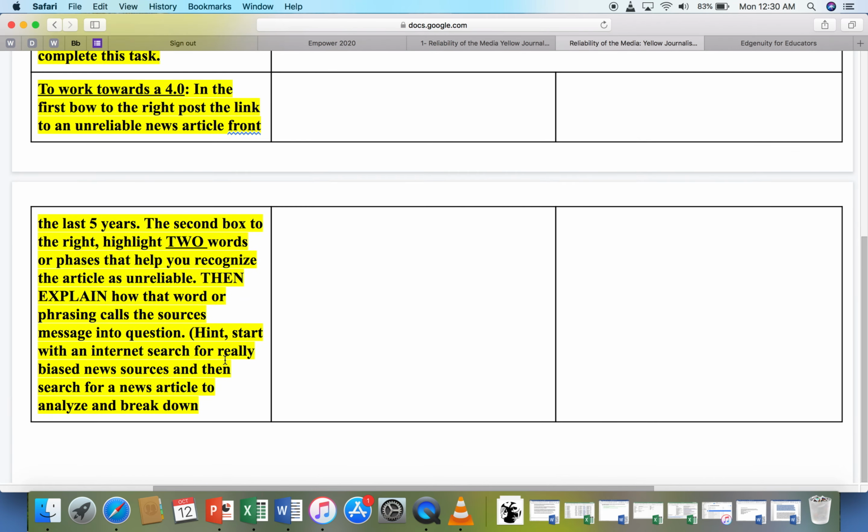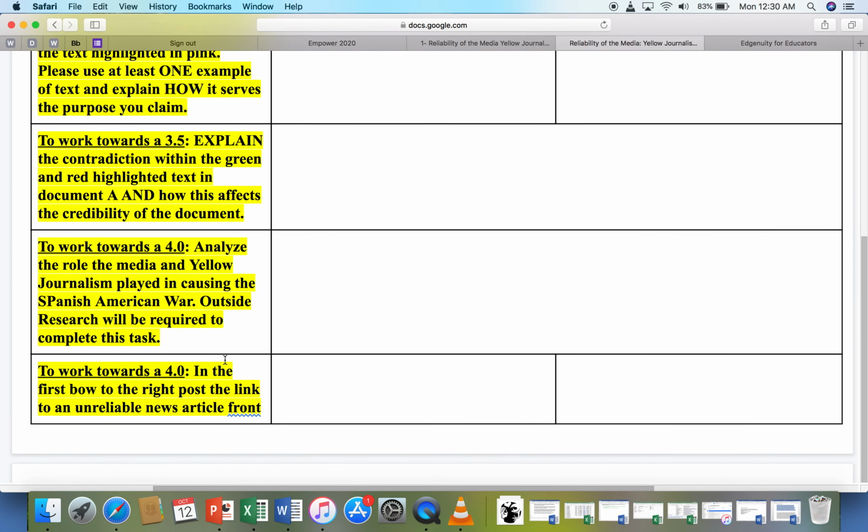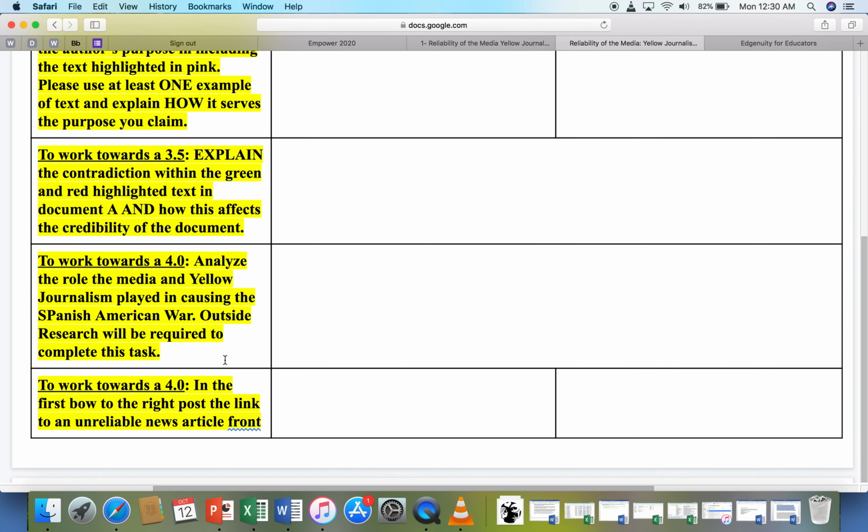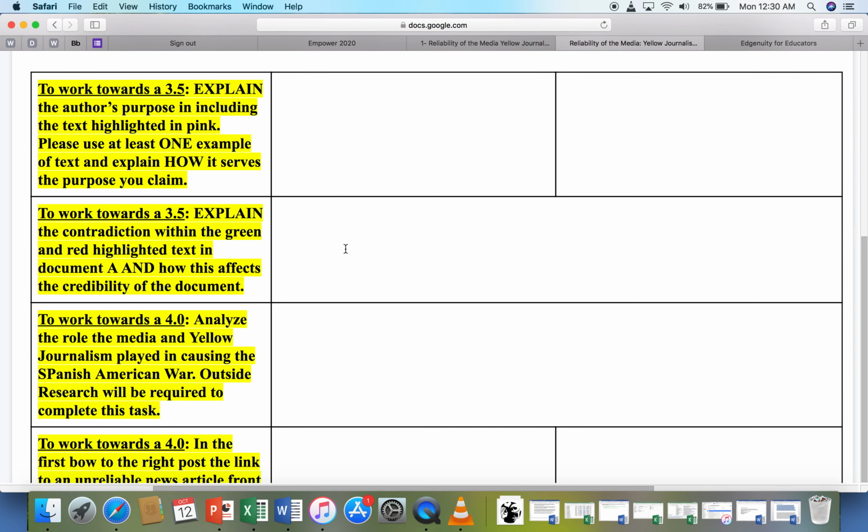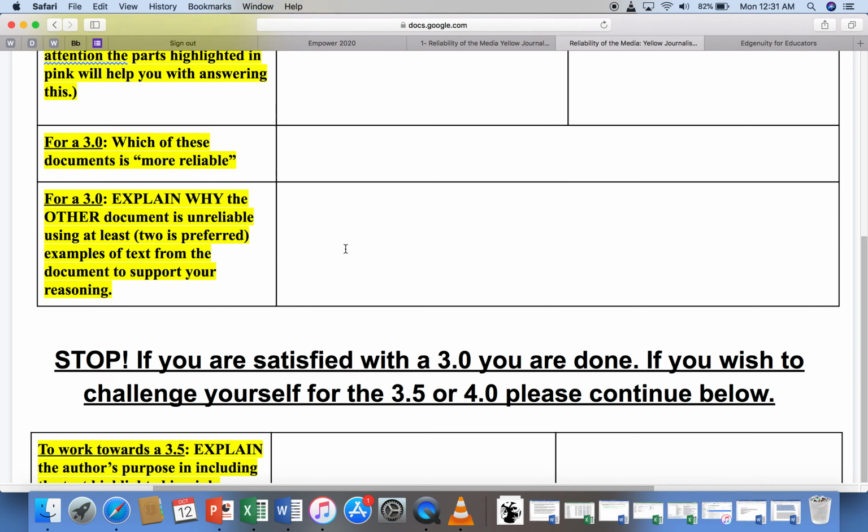The expectation is that for the 4.0, you basically do all of them, and for a 3.5, you do the ones marked 3.5. It's not just about doing them. They also do have to be done well and done correctly, and these can be a little bit more challenging. So please be aware that if you're aiming for that, these questions do get a little bit harder.